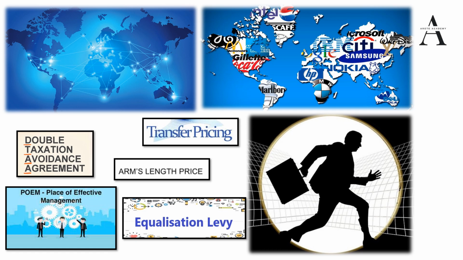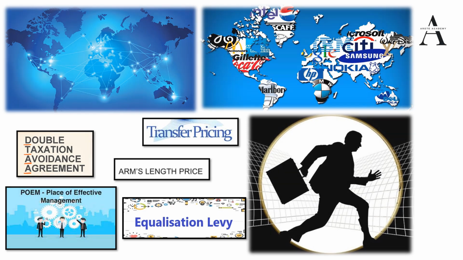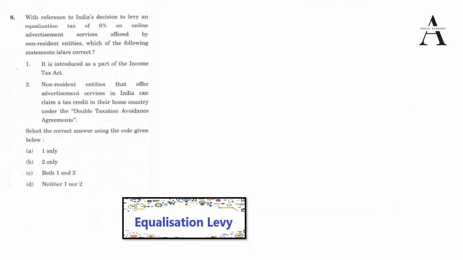Why I'm telling you in this much detail? Because UPSC had asked question in 2018, and this is the question on the screen. The question is with reference to India's decision to levy an equalization tax of 6% on online advertisement services offered by non-resident Indians. Which of the statement is or are correct?